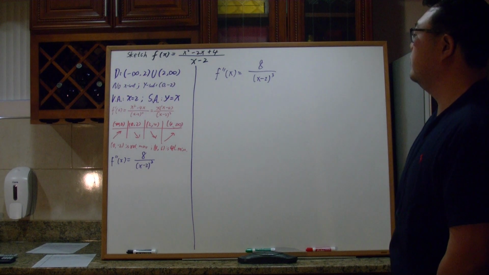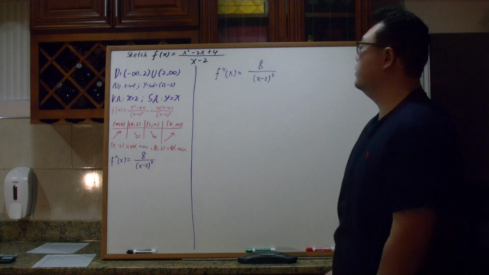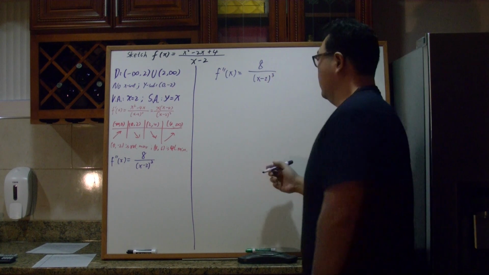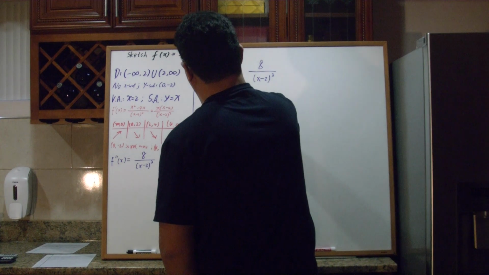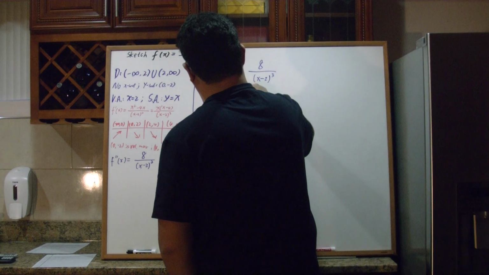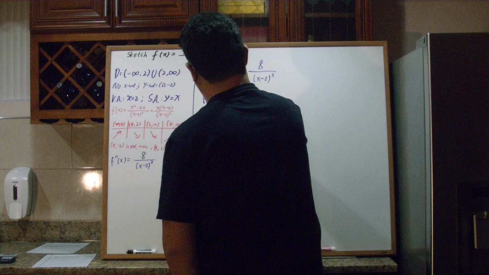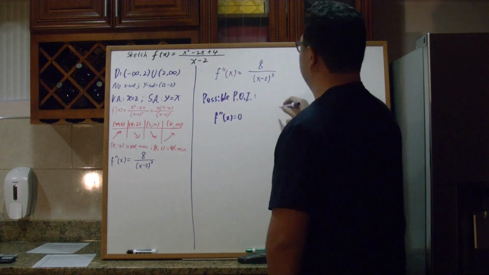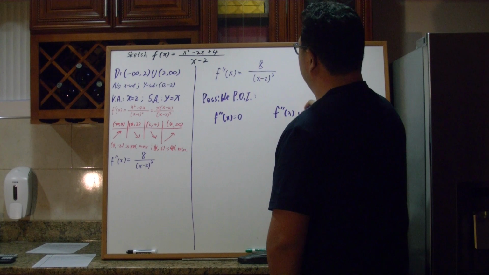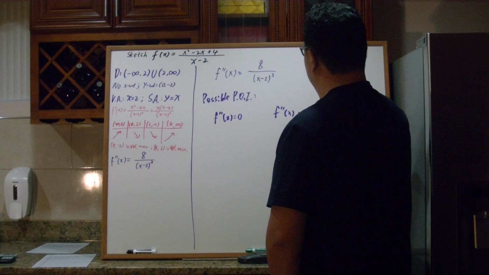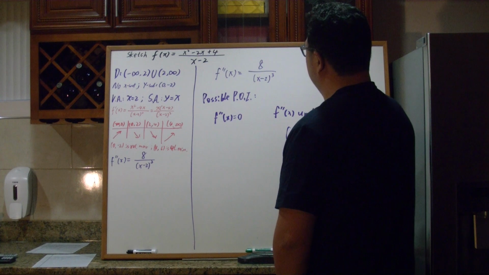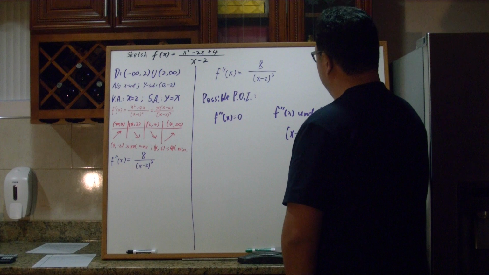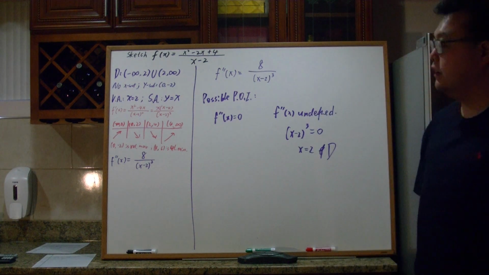Right, for that one, to find possible points of inflection, we set f double prime of x equal to 0, that's the full step, nothing shortcut. Also where f double prime is undefined. It's undefined as the denominator equals 0, but that is not part of our domain.